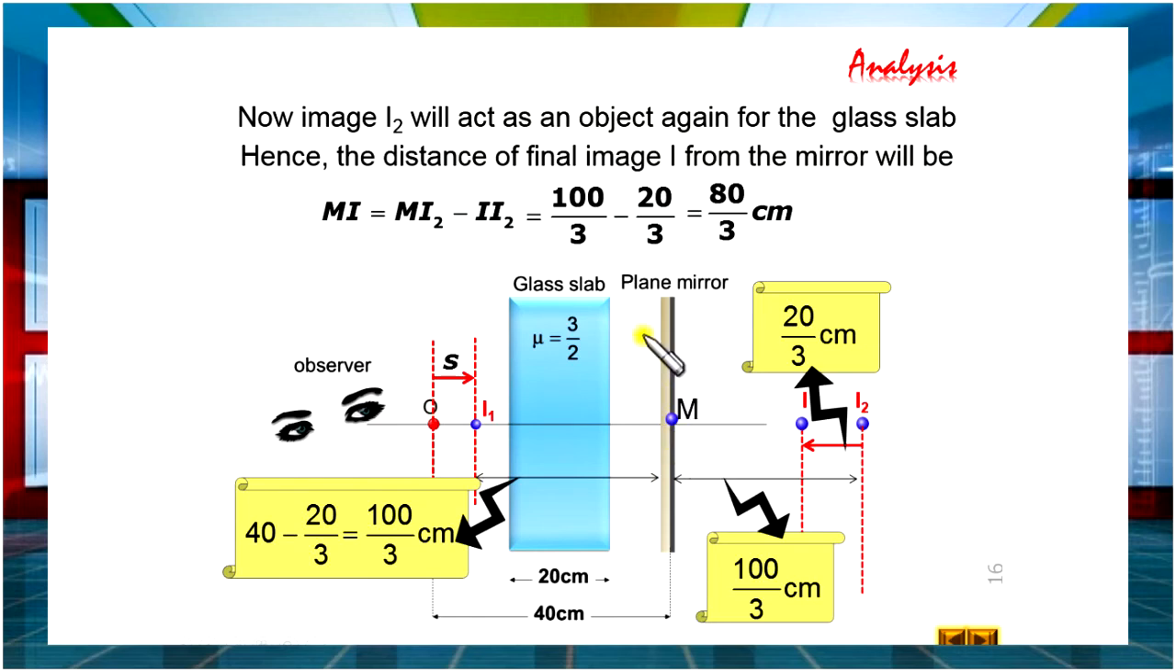Okay, we can solve this problem by another method also, because we know light has the reversibility property. Here we have taken the traveling direction of the light from left to right direction, and we have considered this mirror is observing the object. Now let us consider this observer is observing the mirror. If this observer is observing the mirror, that means this mirror will act as the object and the ray will start traveling from right to left direction. So let us consider the direction of the traveling of the ray from right to left.